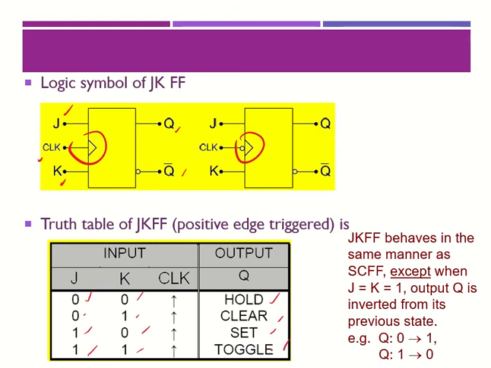What is meant by toggle is a special situation where, whatever output you have at that particular moment, if it is 0 it will change to 1, and if Q is equal to 1 it will change to 0. So this is stated over here.